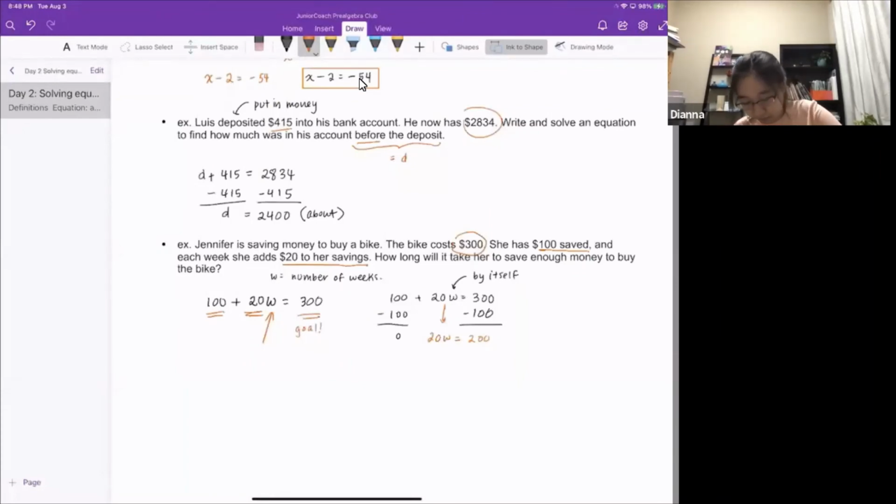So because we have this number multiplied to W, in order to get rid of it, we have to divide. So let's divide each side by 20. So these 20s are now going to cancel out, right? So this is going to be W equals 200 divided by 20, which seems like it's going to be 10. So it's 20 times 10 equals 200. So this side is going to be 10. And so it's going to take her 10 weeks to save up for that bicycle. Okay.